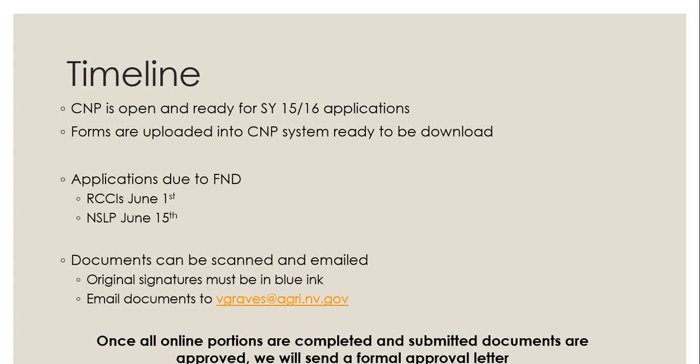Okay, to talk a little bit about timeline. CNP is now open and ready for you to start entering your 15-16 applications. So we want to encourage folks to get in there and get rolling on that. The forms that we've talked about today are all uploaded into the CNP system and ready to be downloaded. In terms of due dates, we'd like all of our RCCIs to get those applications into us by June 1st. This is a lot of documentation for us to process, so we need adequate time before July 1. So really, I want to emphasize RCCIs to please submit their information by June 1st.